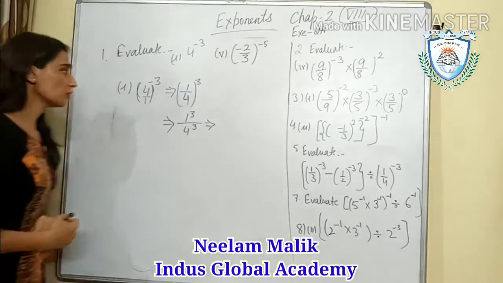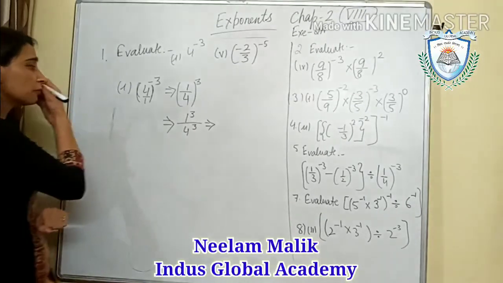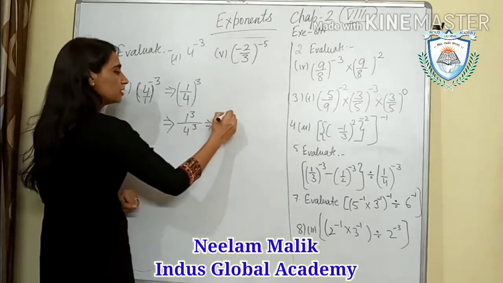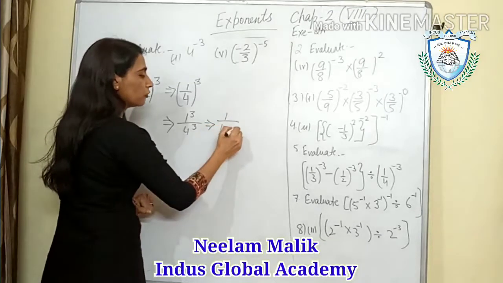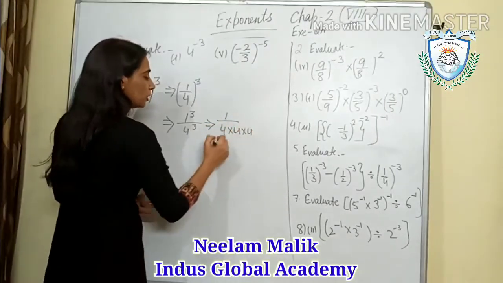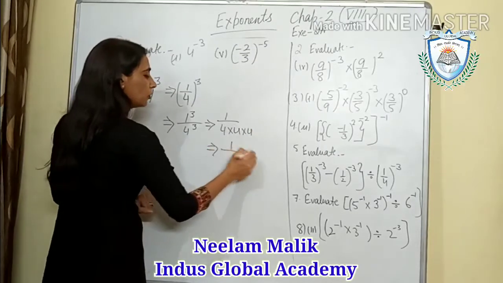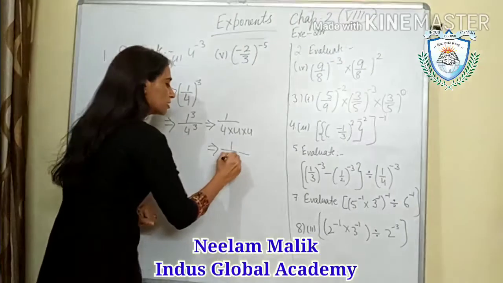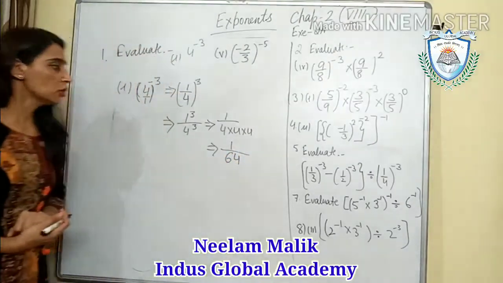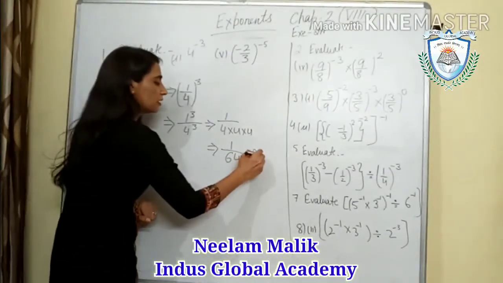So what will you do now? You will multiply this. It will be 3 times 4. Okay. So multiply this. 1 upon 4 fours are 16, 16 fours are 64. Yes. So this is our answer.